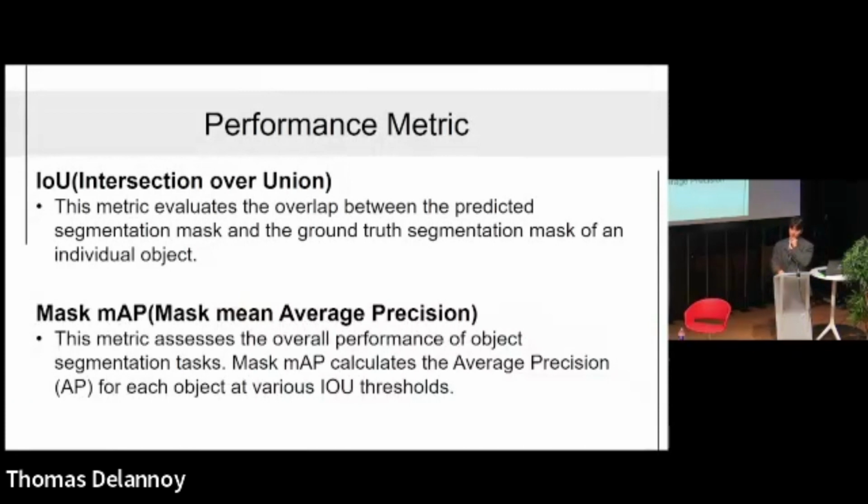This study used two performance metrics. The IoU metric evaluates the overlap between the predicted mask label data and the ground truth mask label data. On the other hand, mask mAP calculates the average precision for each object at various IoU thresholds.